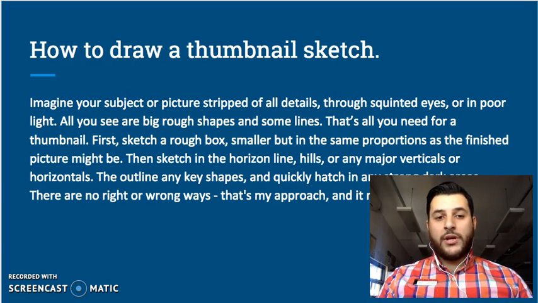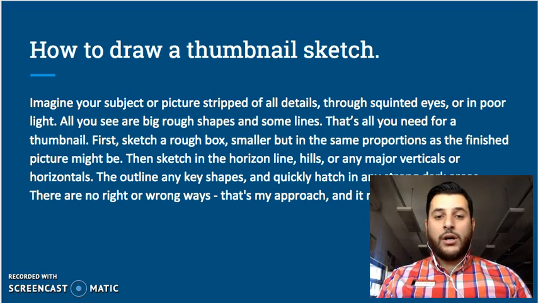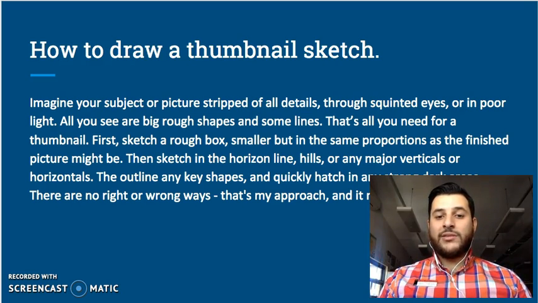Now, how to draw a thumbnail sketch. Imagine your subject or picture stripped of all details through squinted eyes or in poor light. So what that's saying is, imagine your car with no color, no light, no nothing, just the basic outline. All you see is some rough shapes and some lines. That's all you need for a thumbnail. First, sketch a rough box, smaller but in the same proportion as the finished picture might be. And sketch the horizontal line, hills, or any other major vertical lines or horizontals. You won't be using that because what we're going to be doing is thinking about sketching our CO2 cars.